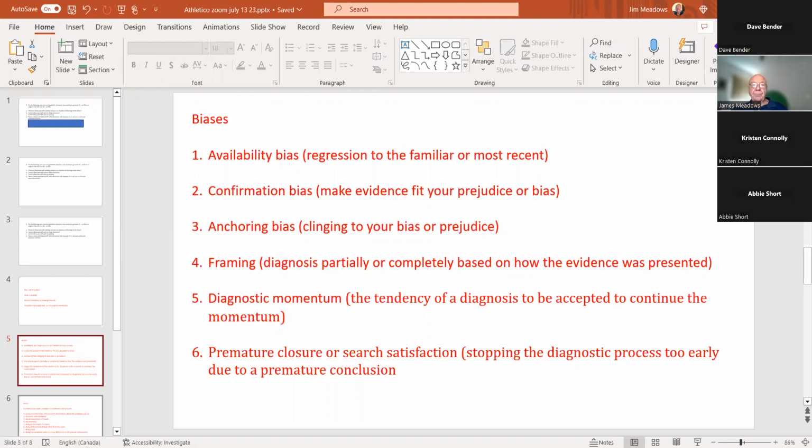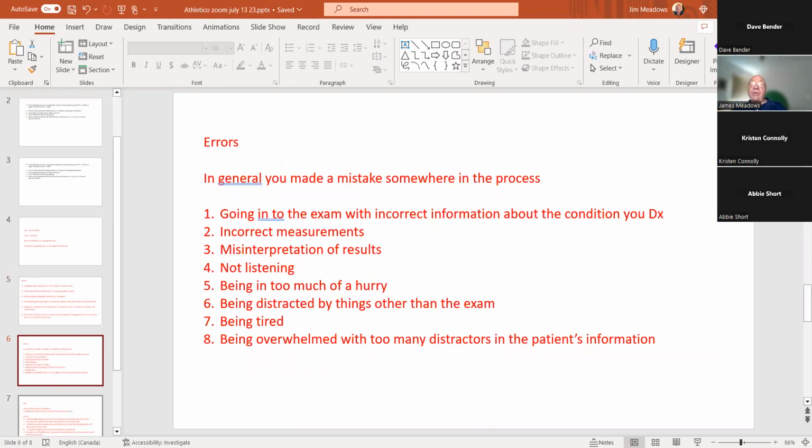Okay, so errors. These are just mistakes. All right, you've made mistakes. The first one is going into the exam with incorrect information about the condition that you end up diagnosing. It's just wrong. You've been taught it wrong. You misunderstood it when you were taught it. You misread it, and so on. Your measurements are incorrect. Misinterpretation of the measurement results. Not listening to the patient.